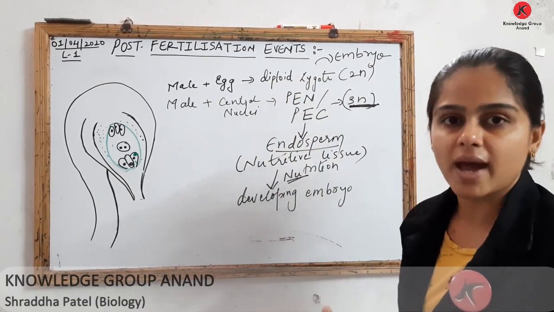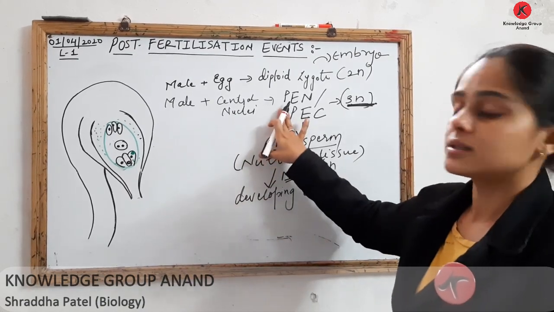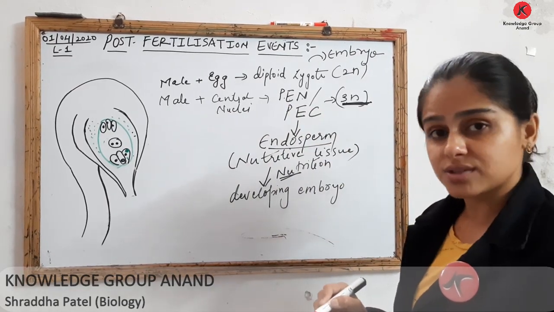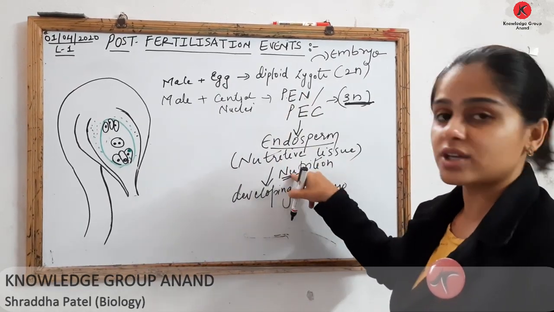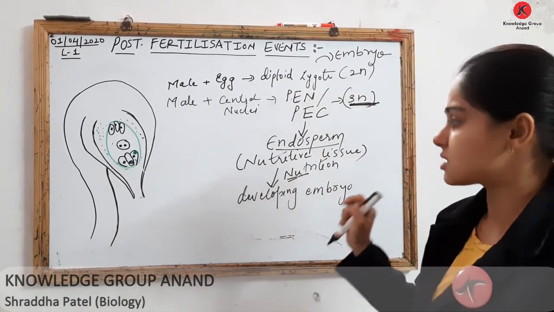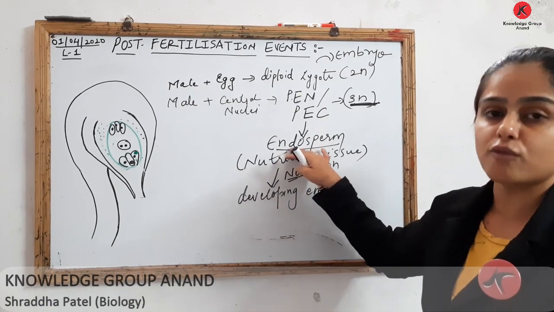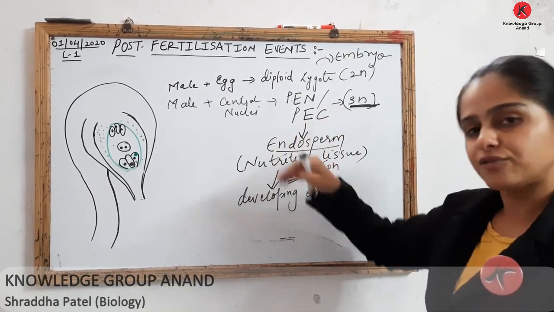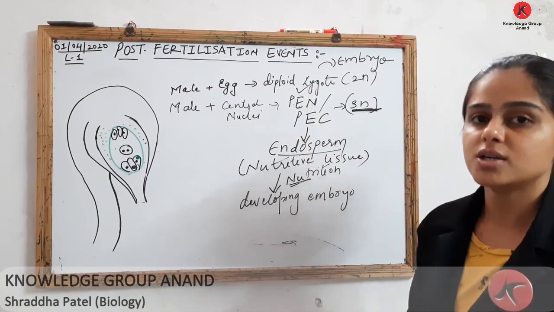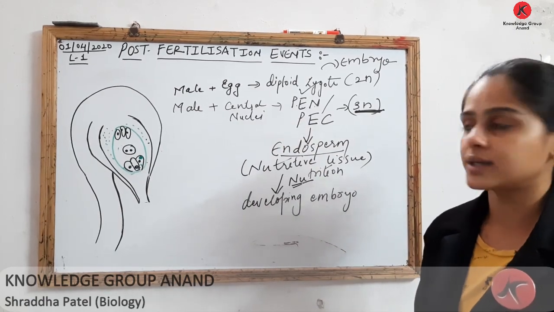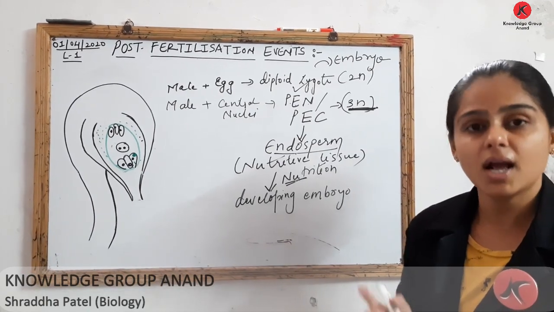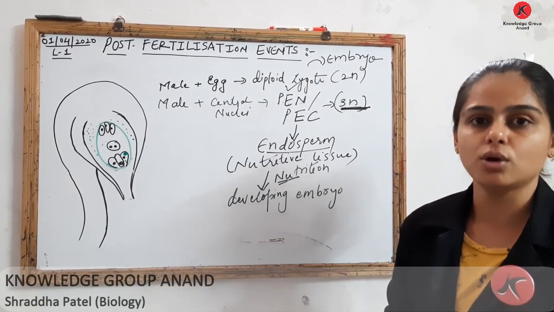Of course there occurs first the division of your primary endosperm nucleus. What is the reason for the same? Because it provides nutrition and nourishment to the developing embryo. Because of this, first there occurs division of your primary endosperm cell. After some time there will be division of your zygote. So these events we are going to understand in post-fertilization events, that is, endosperm development number 1, and second we are going to understand embryo development.